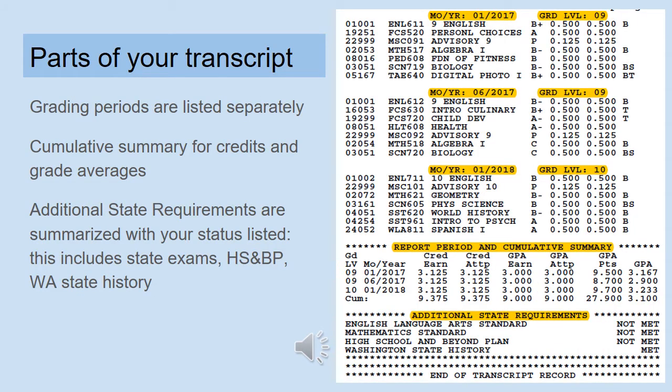The first thing you'll notice on your grade history or your transcript is that each grading period is listed separately. So a semester worth of courses is separated from another semester worth of courses, and the grade level is also indicated. You also have below a cumulative summary of credits earned and GPAs earned. And then below that, you have your additional state requirements. These are the things the state requires you to have for high school graduation, such as your high school and beyond plan, Washington state history, and then your required state assessments for your graduating class.